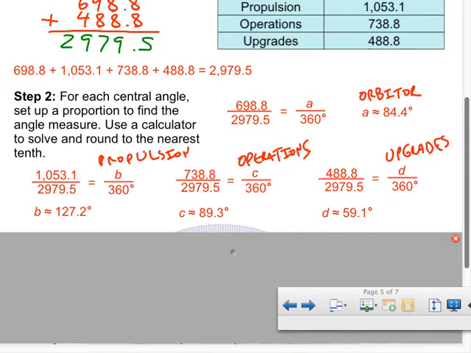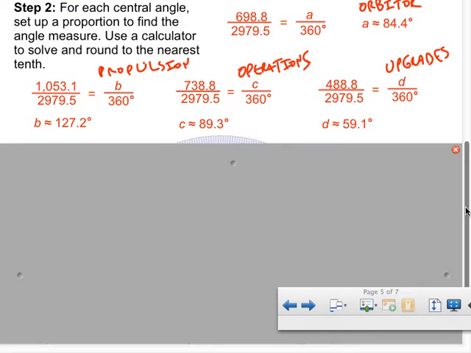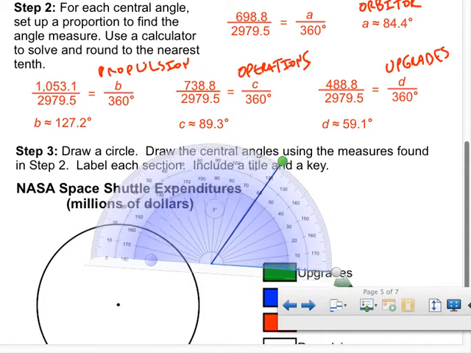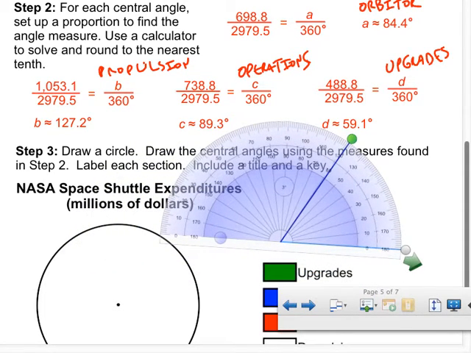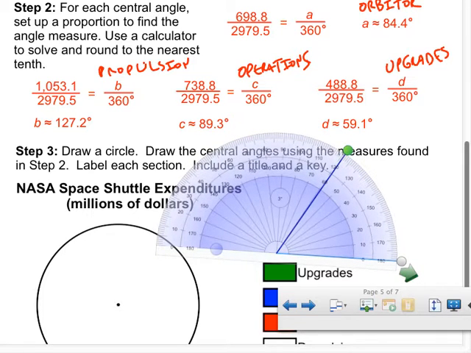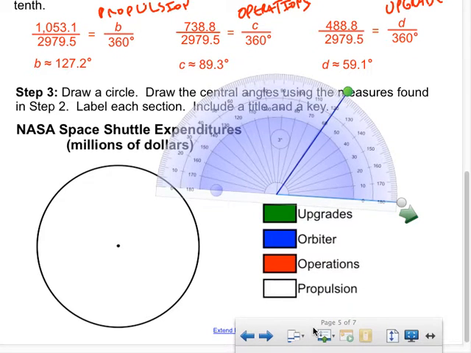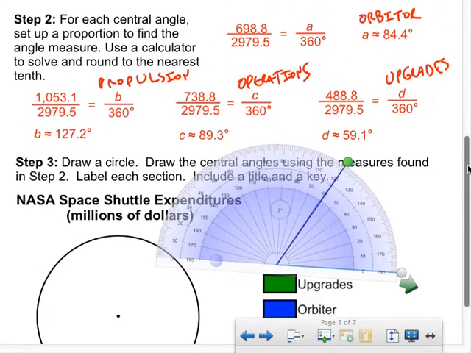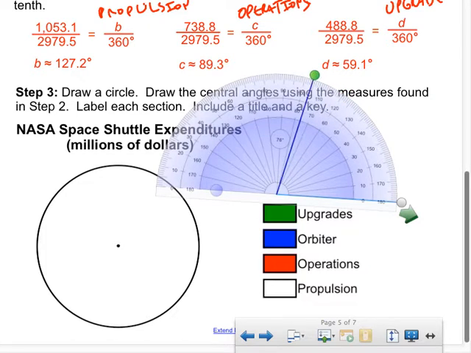Okay, so I'm going to draw this using my protractor. The first angle for the orbiter, I have a key over here. The orbiter is in blue, so that wedge I'm going to color blue. And so I need my wedge to have a central angle of 84.4 degrees. So I'm going to go ahead. That's 80. 1, 2, 3, 4. And this is going to spit out the angle that I want. And it tells me 84. So I'm going to go ahead and put this here.